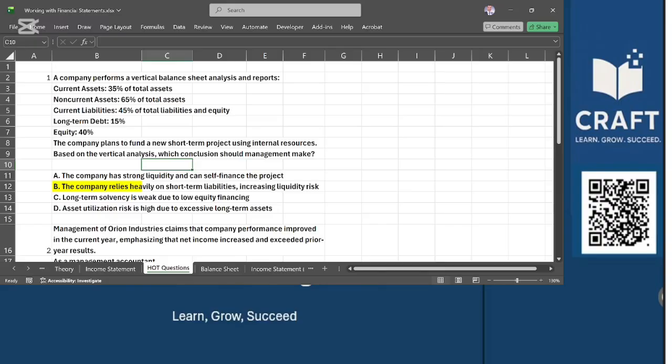And in the next session, we'll focus on the horizontal financial statements, then the growth analysis, and finally we will also focus on the ratio analysis in detail.